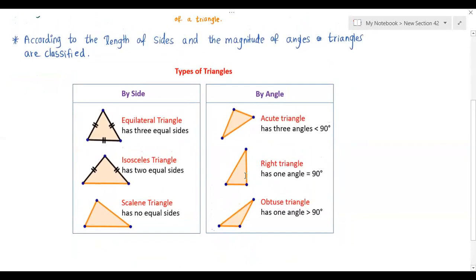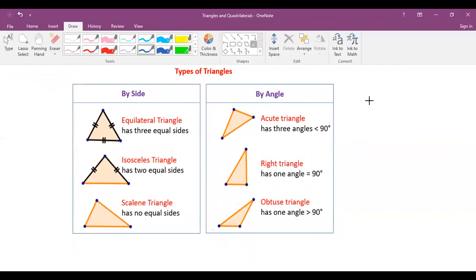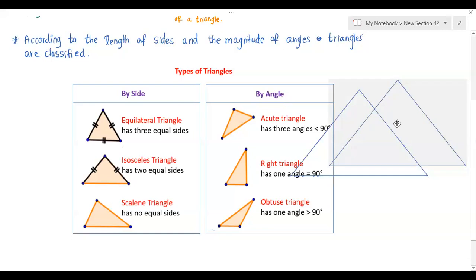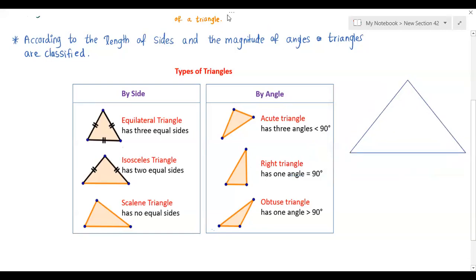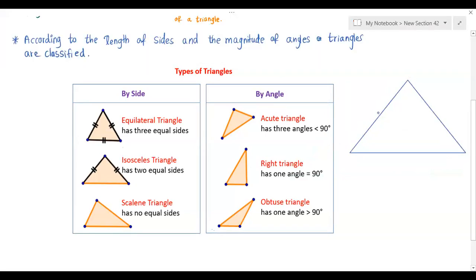Here by side and by angles. Here, if all the sides are equal, to denote that all sides are equal, we can use the same number of small lines. Here they have used two lines on the equal sides. Now suppose I want to say that all these sides are equal.